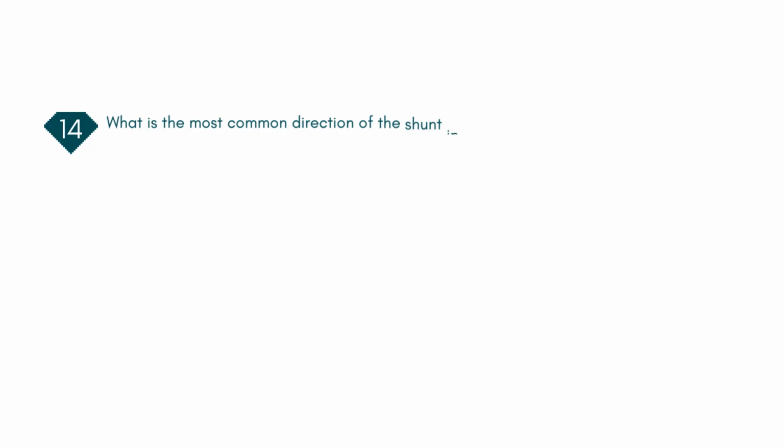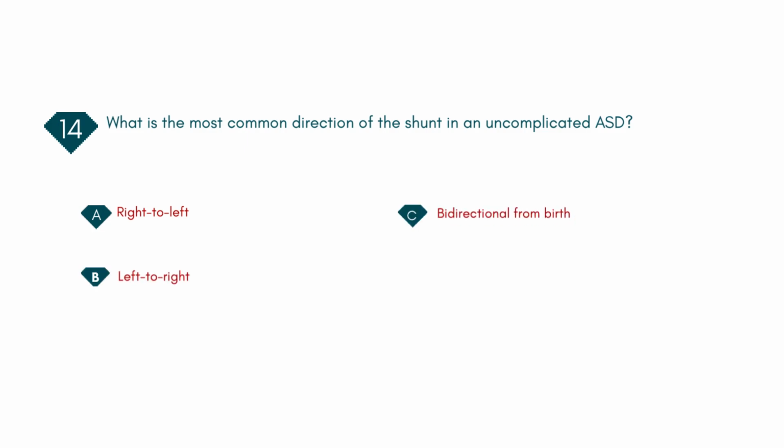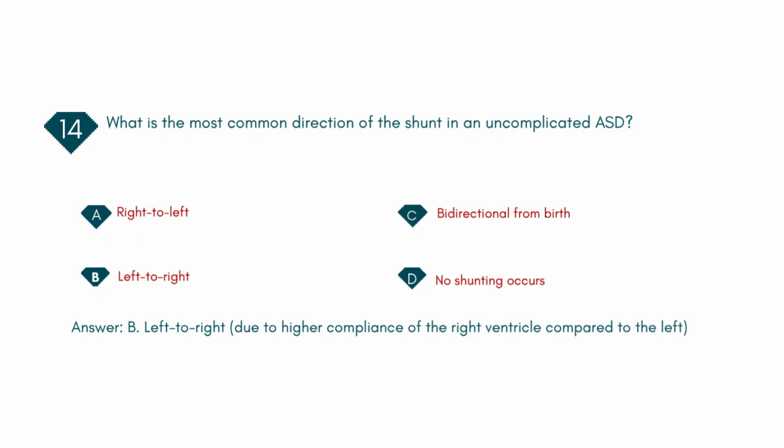What is the most common direction of the shunt in an uncomplicated ASD? A. Right to left. B. Left to right. C. Bidirectional from birth. D. No shunting occurs. Answer: B. Left to right, due to higher compliance of the right ventricle compared to the left.